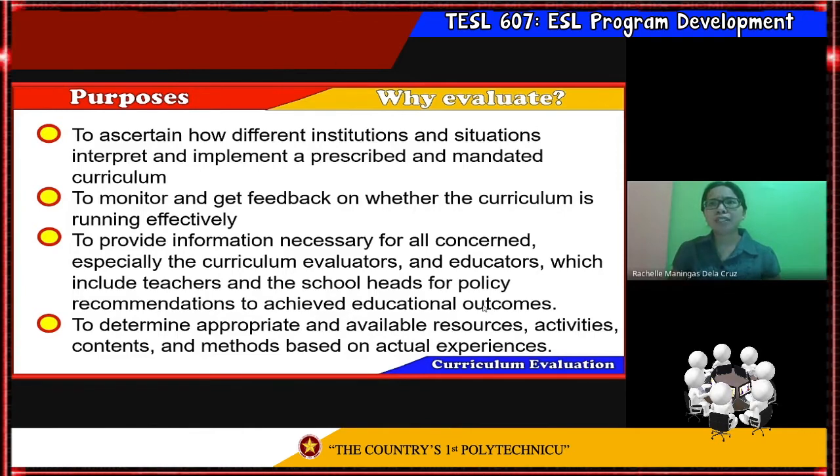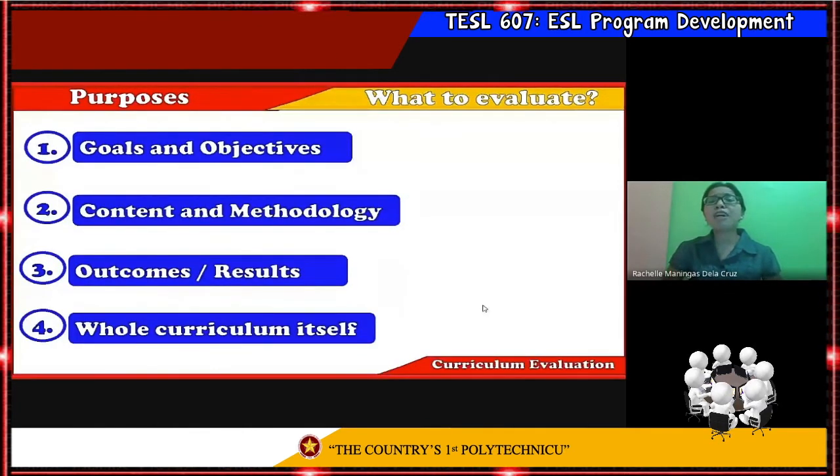So now, what are those to be evaluated in the curriculum? So the first one is goals and objectives. Why is it important to evaluate the goals and the objectives? So goals are the overall purposes of the curriculum, whereas the objectives are the specific and measurable actions to be taken to reach the goals. So again, goals are the overall purposes. Of course, while the objectives, these are the specific actions.